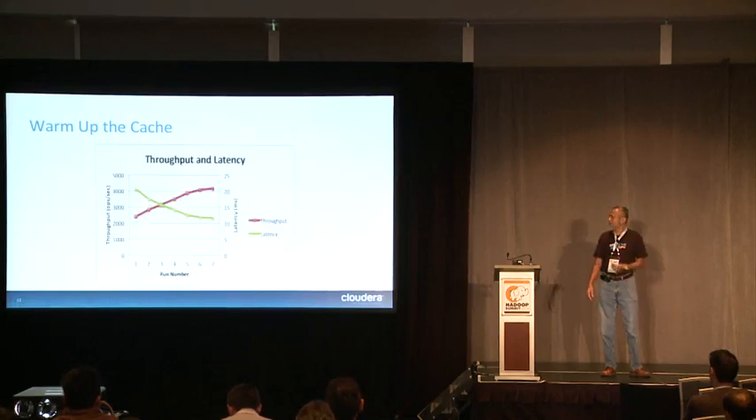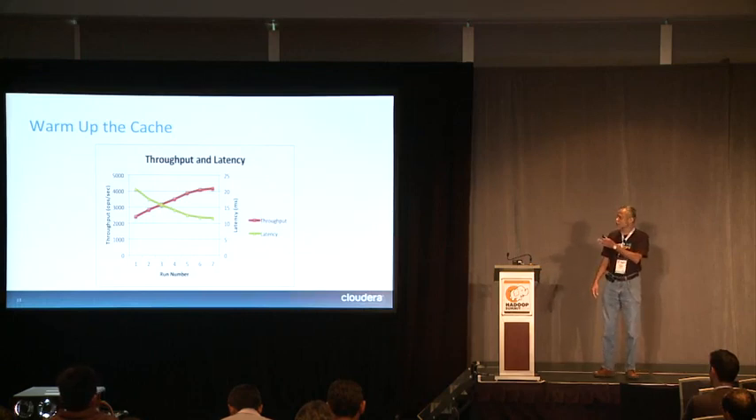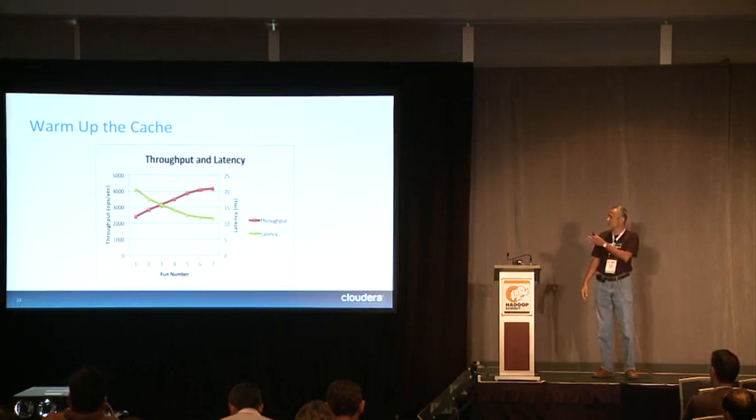So here is an example. In this particular case, there are several runs. So we have throughput and latency. The red line shows throughput, the green line shows latency, and you can see that they flatten out after a certain number of runs.